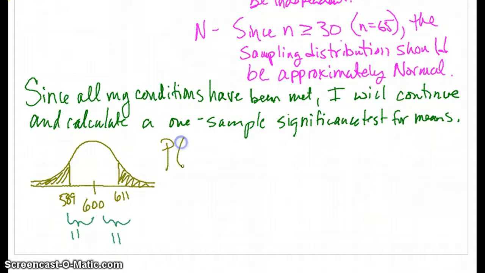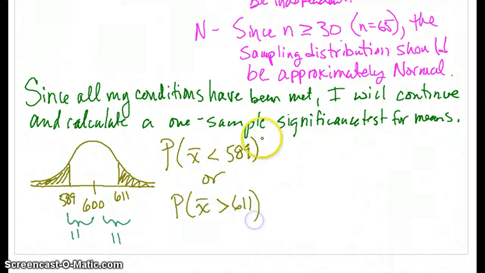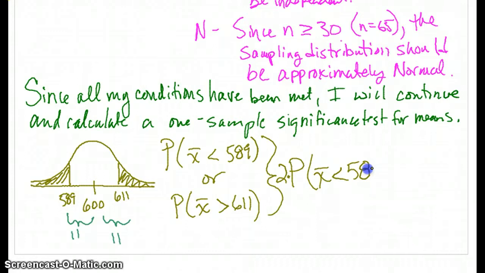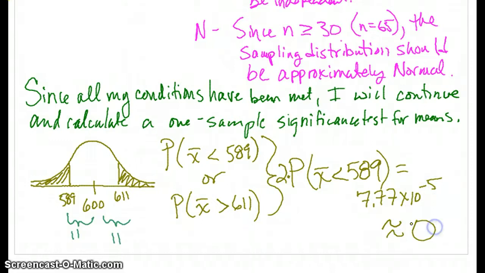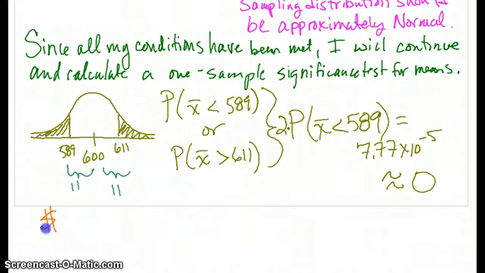So I'm going to make sure that I have this labeled as 611. So my probability statement would be that x bar is less than 589, or the probability that x bar is greater than 611, which we talked about, we could rewrite as 2 times the probability that x bar is less than 589. We calculate this appropriately by using our t-test. We should come up with a value of 7.77 times 10 to the negative fifth, which is approximately 0. Finally, what do we need to write? Our money statement. Oh yeah.